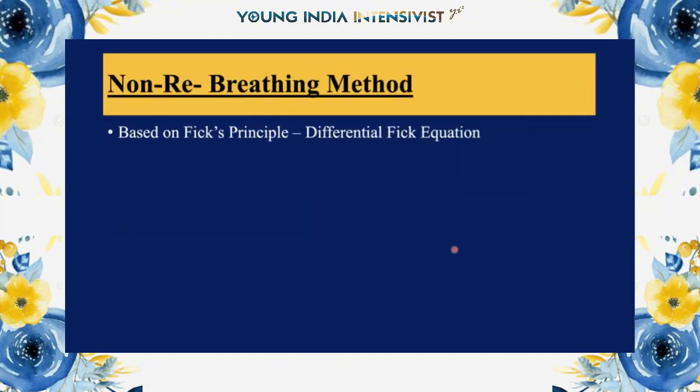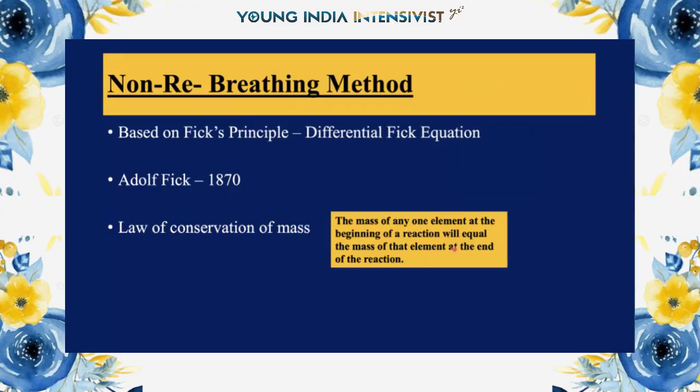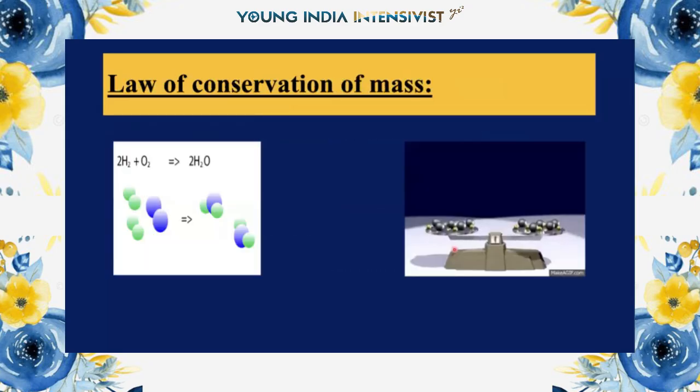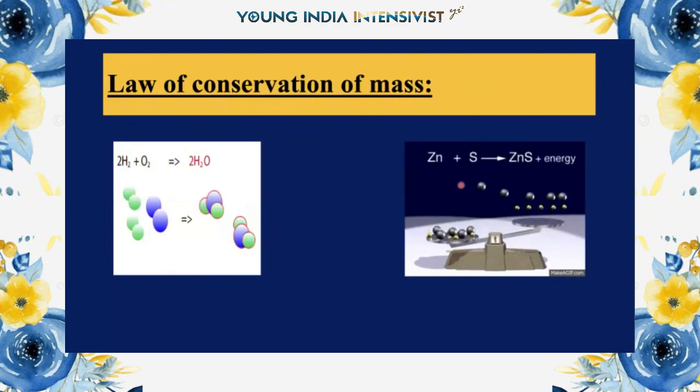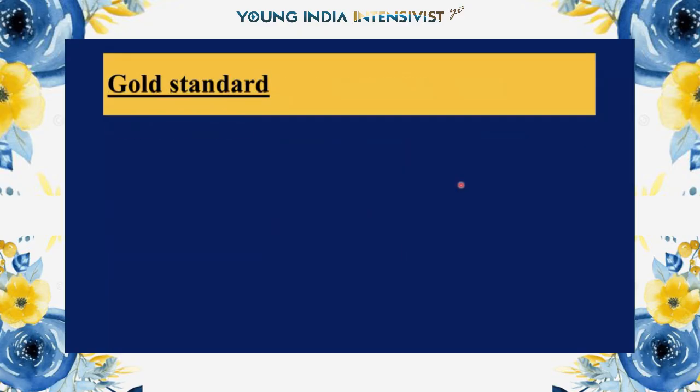It is based on the Fick principle, a differential Fick equation, and it is based on the law of conservation of mass. What is the law of conservation of mass? Before and after the reaction, the total mass of the left-hand side and right-hand side should be equal. In case there is some loss of mass as energy, if you add that energy, it should be equal. So that is the law of conservation of mass.